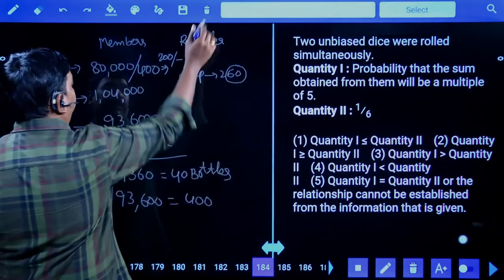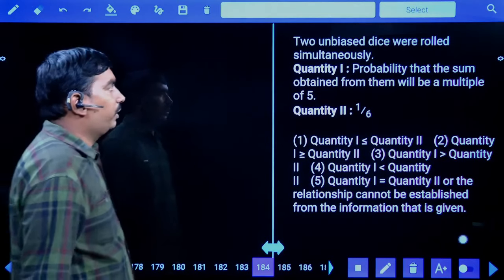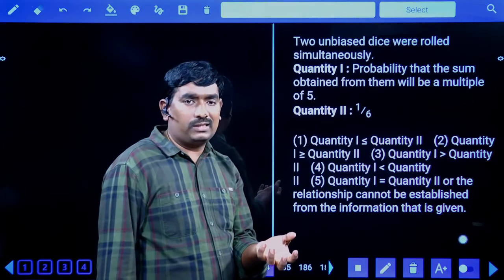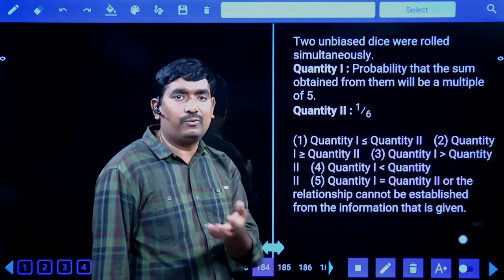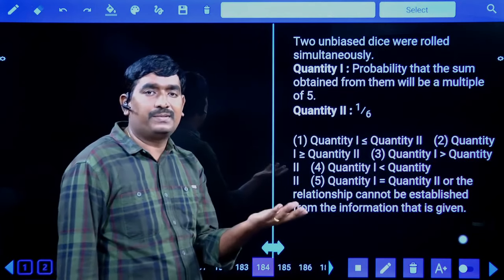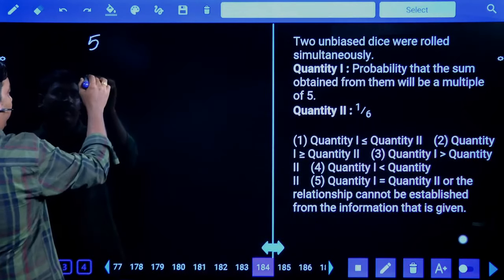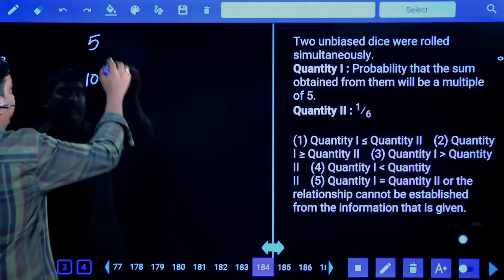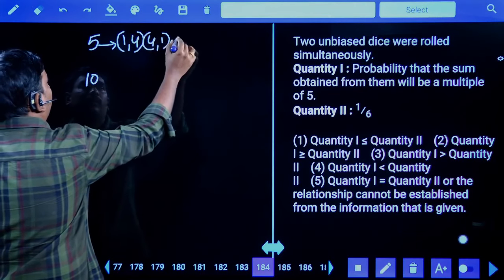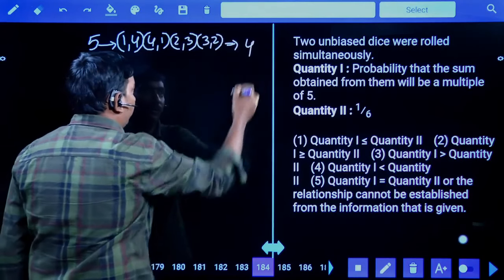Next, quantity 1, quantity 2. Probability that the sum obtained will be a multiple of 5 when two unbiased dice are rolled. When two dice are rolled, the sum always lies between 2 and 12. Maximum sum is 12, 6 plus 6. Minimum sum is 2, 1 plus 1. Multiple of 5 means getting a sum of 5 or a sum of 10. For a sum of 5, the possibilities are 1,4; 4,1; 2,3; 3,2. Beyond that, nothing. Only 4 possibilities.